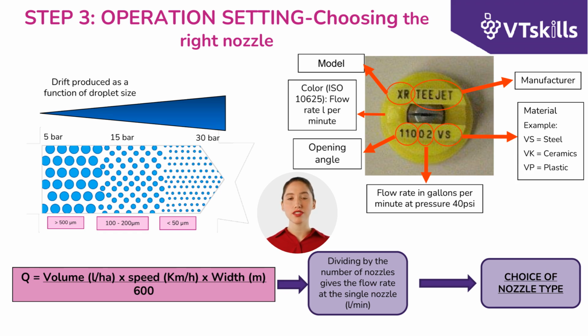Fine drops, 100-200 micrometers: excellent coverage and penetration, but high risk of drift. Medium drops, 200-400 micrometers: good compromise between coverage and drift, often recommended. Coarse drops, greater than 400 micrometers: low drift but lower coverage on complex surfaces. The third criterion to consider is the type of nozzle.